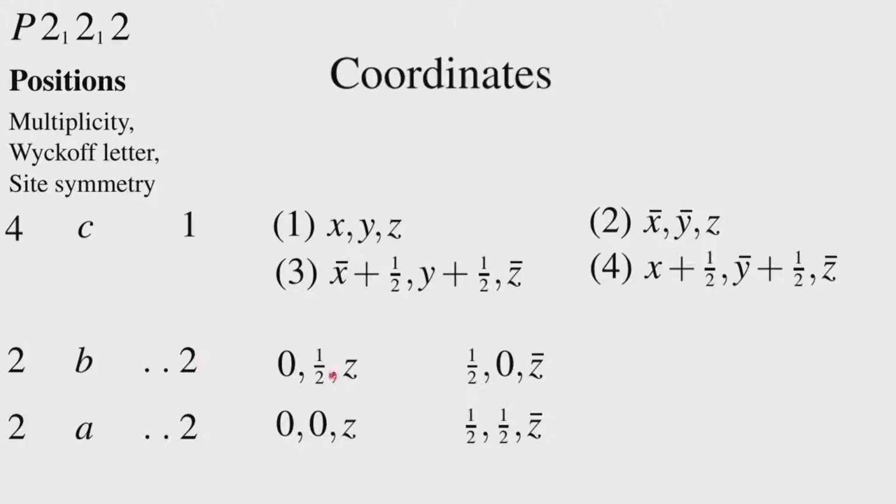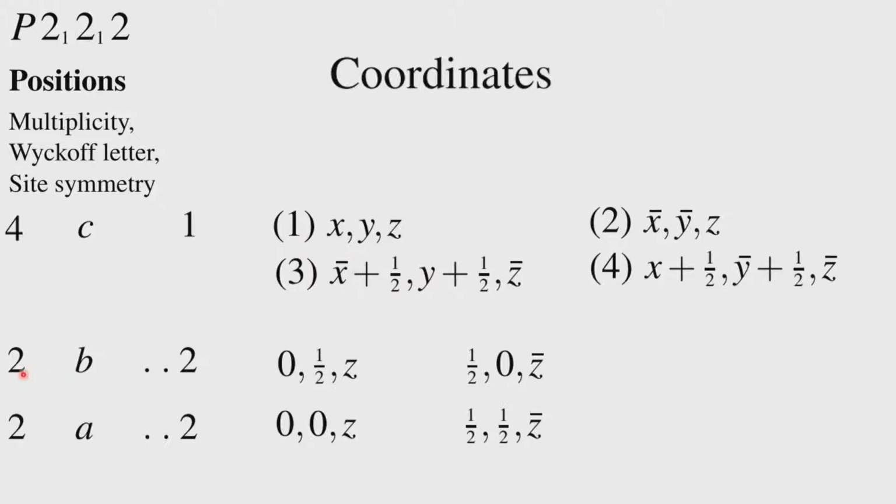So, since there are 3 directions, we put a dot dot 2 and a dot dot 2 to specify that the two-fold is along the z direction. It is not along either the x or the y direction, and therefore you have 0 half z, half 0 z bar, 0 0 z, half half z bar. Remember the similarity between this and what we saw when we took the z axis as the unique axis when we studied the space group P2. So, there is some similarity between the two.